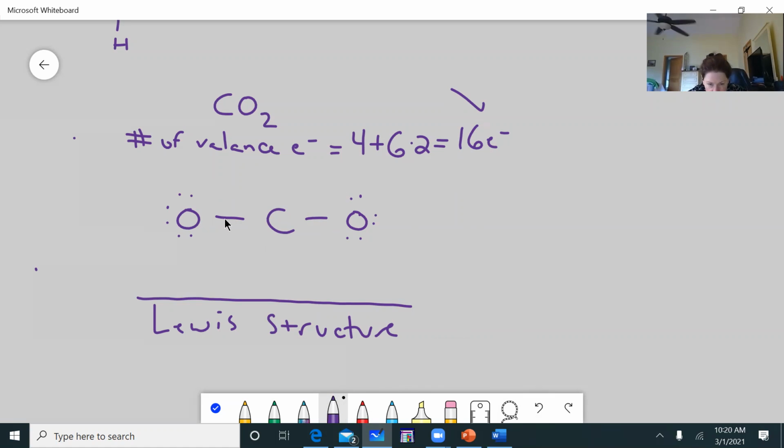So the only thing that can happen here, because carbon is short 4 electrons, is that these oxygens have to give some of their electrons to the party.